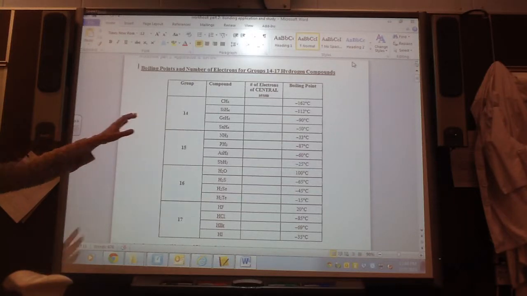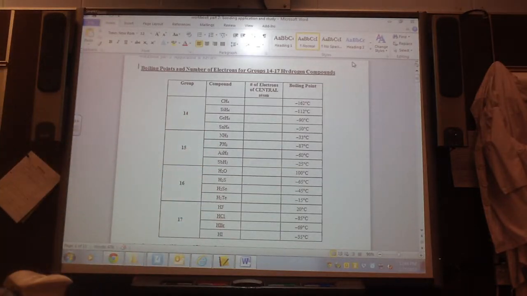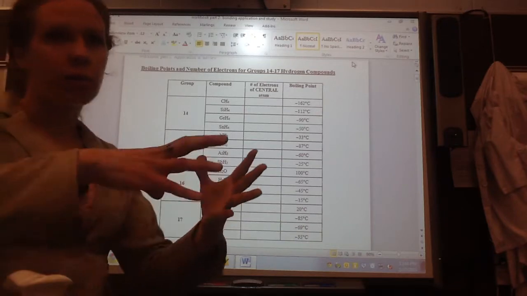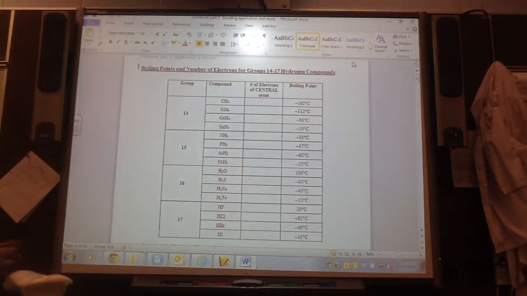So this is the number of electrons of each of these central atoms. This is just a table to summarize certain things. Where it says group 14, that's referring to this column here, group 14, okay? And then we have our group 15, 16, 17. So we're going to analyze the boiling point within those groups. And it's really cool actually to see some of these patterns.